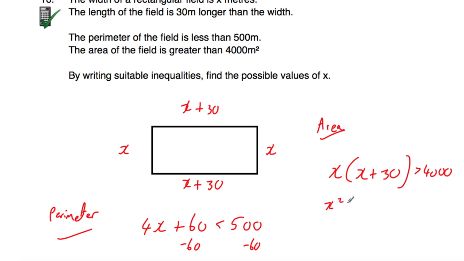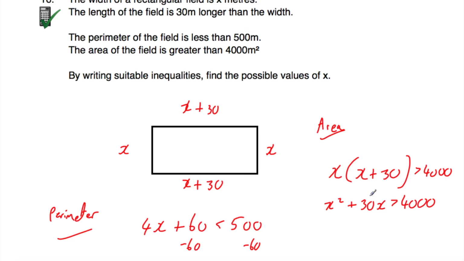And then we've got x times 30, that'd be plus 30x. And that is bigger than 4,000. So now we've got this quadratic inequality. So let's solve this to find the possible values of x which should work for the area. And then when we solve that, we'll have the possible values of x that would work for the perimeter, for the information we're given for the perimeter.